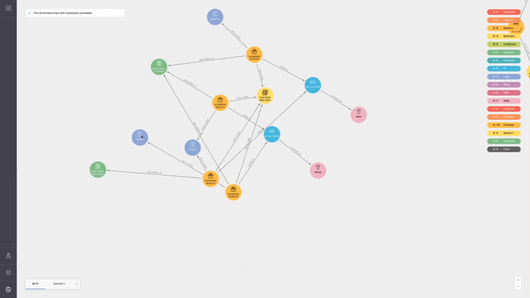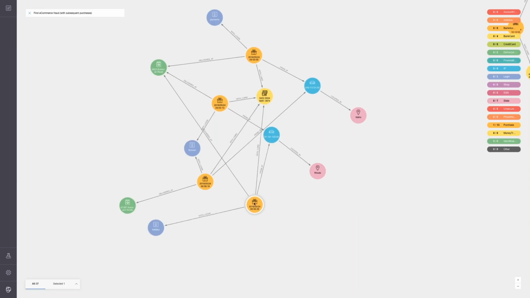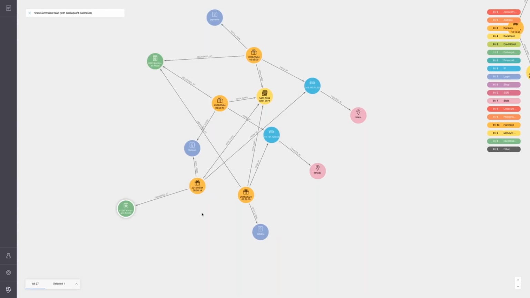All right, so again, we have a third account, a third delivery address. However, this node down here at the bottom was made to the same delivery address. Maybe it's this one here that's the outlier.